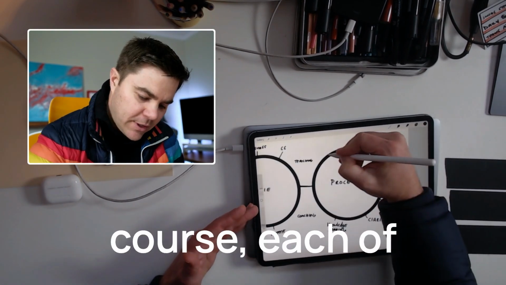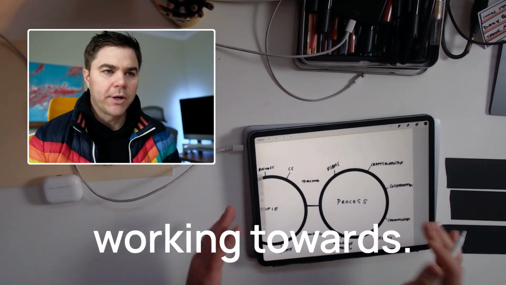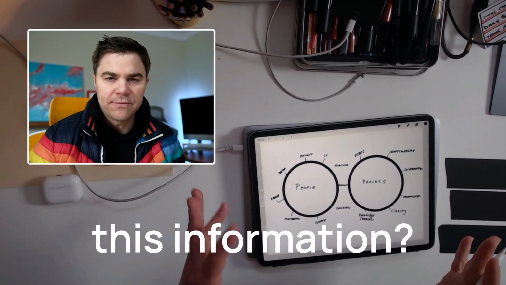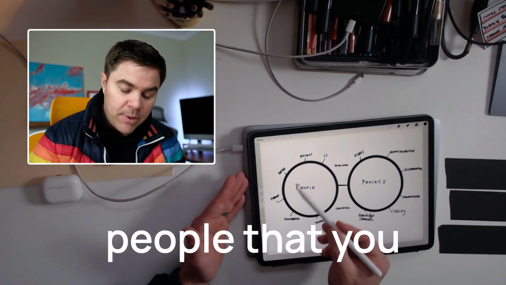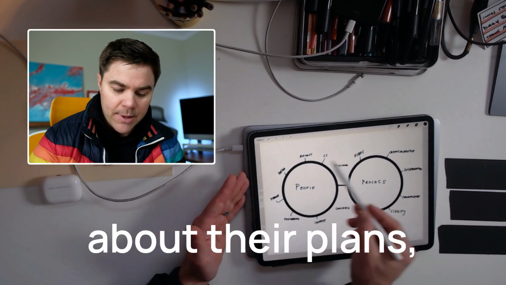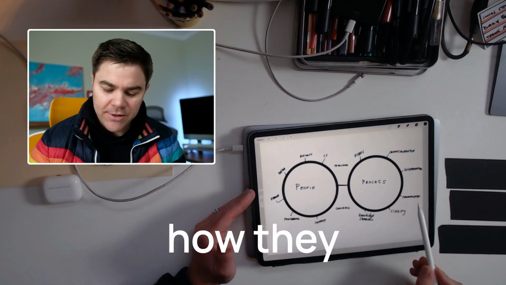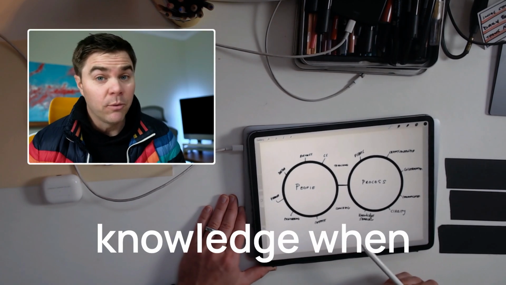And then of course, each of these teams are going to have different ways of plans and the things that they're working towards. So when you step back and you look like, wow, how am I going to get all this information? Well, you can do this in a couple different ways. You can start mapping out the people that you work with every day and learn about their plans, how they value craftsmanship, their collaboration practices, how they communicate, how they build clarity on a continuous basis, and how they share knowledge when they're learning new things.